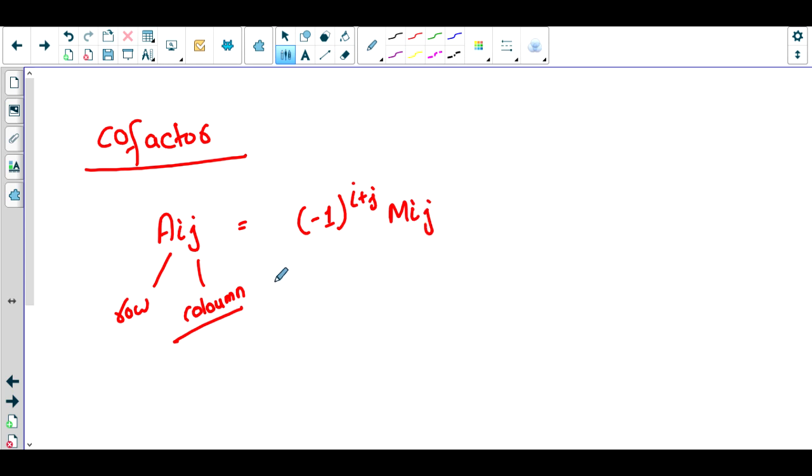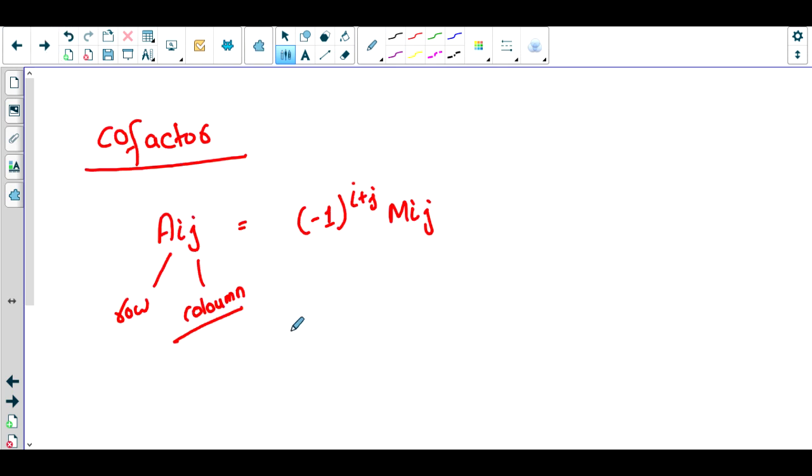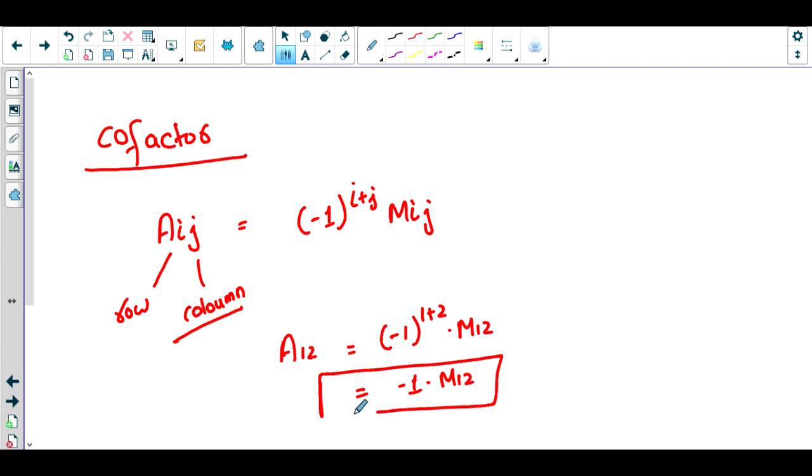For example, you want to calculate the cofactor A12. How to calculate it? Just replace i with 1, j with 2. So you will have (-1)^(1+2) into M12. (-1) power 3 is negative, so -1 into M12. This is called cofactor.